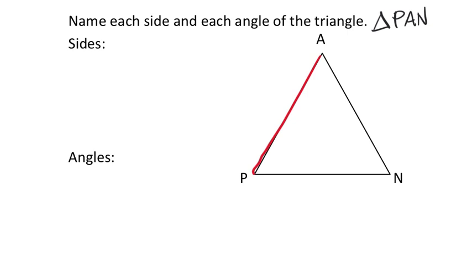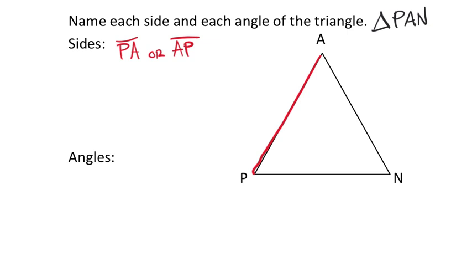Okay, so I got this side right here. That side length I would call side length PA, but if for some reason you prefer to write it as AP, that is okay. Now, some students say, well, that's 2 different side lengths. No, it's the same side length. I just went in a different order for the letters.